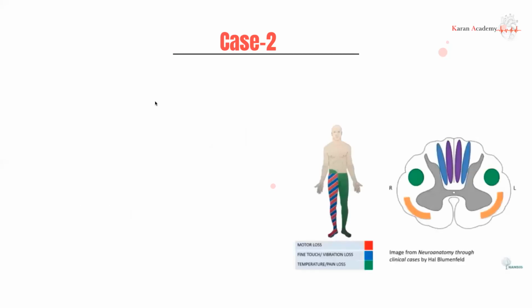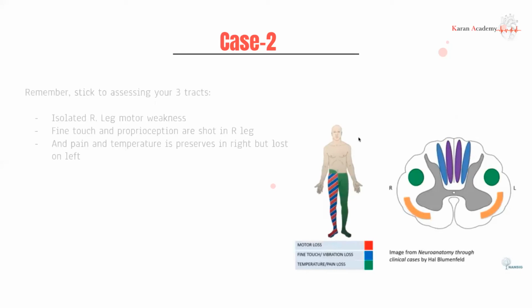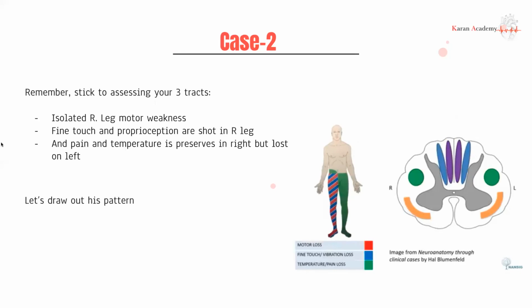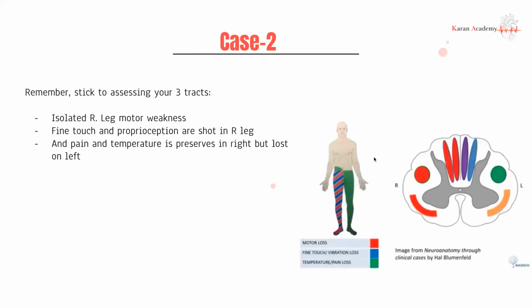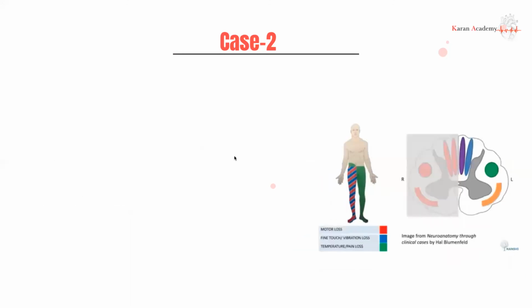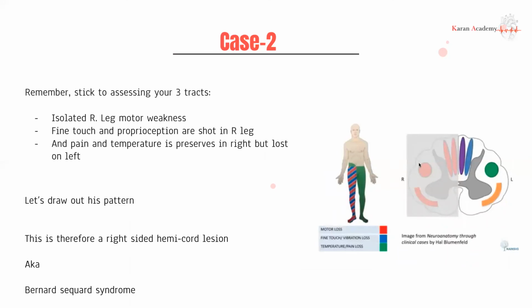So let's draw out his pattern. So let's say this is right side, this is left side. So you've shot the DCML, you've shot the corticospinal, and you've shot the spinothalamic or the anterolateral. Everything on the left side is fine, but you have basically a complete right-sided issue. And we've drawn that out. And in red is basically what's affected. And here's just everything that's grayed out.